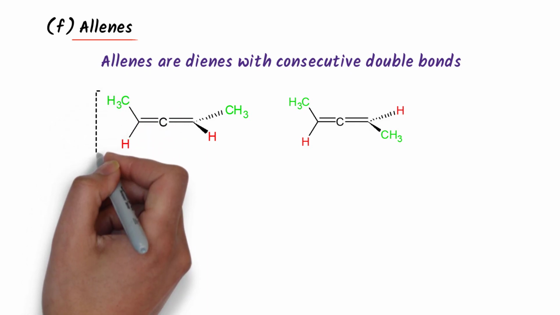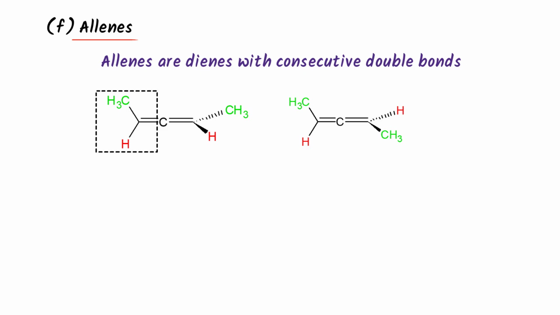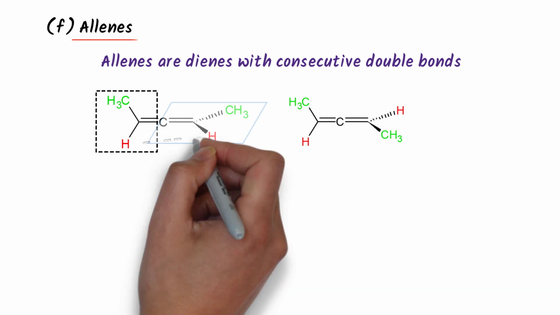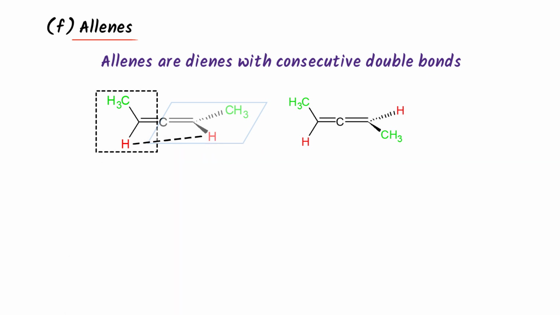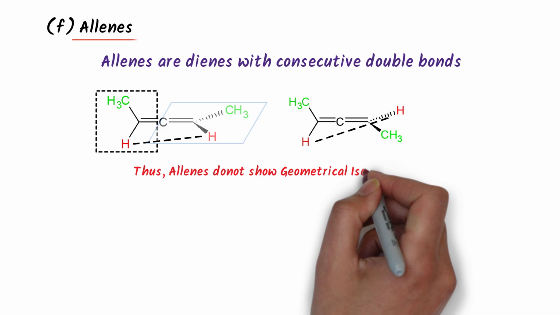The reason is the two restricted carbons do not lie on the same plane, they actually lie in two different planes, because of which the aerial distance between the similar groups in one molecule is the same as that in the second molecule, so it violates the third condition. Thus allenes do not show geometrical isomerism.